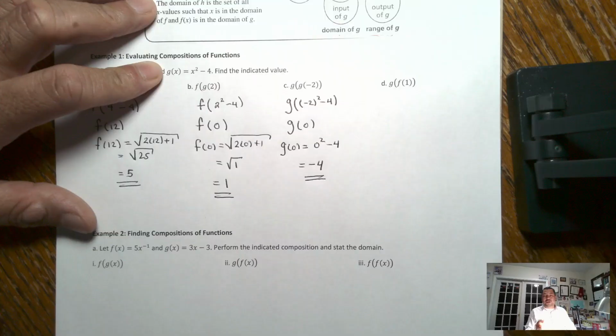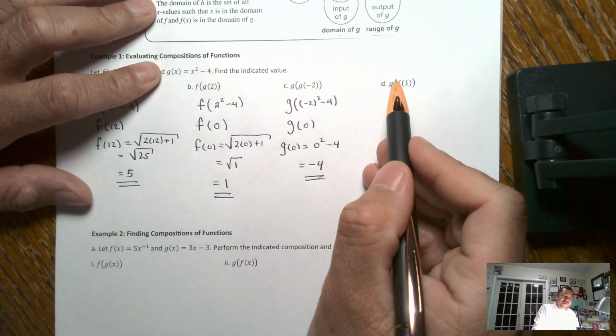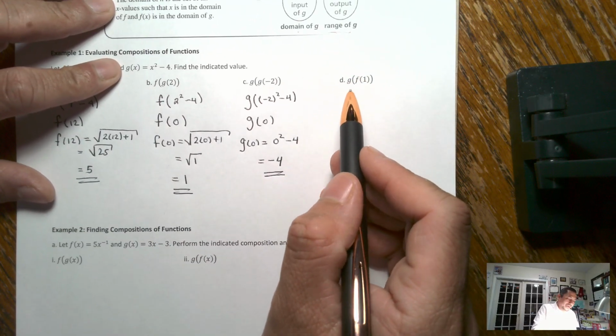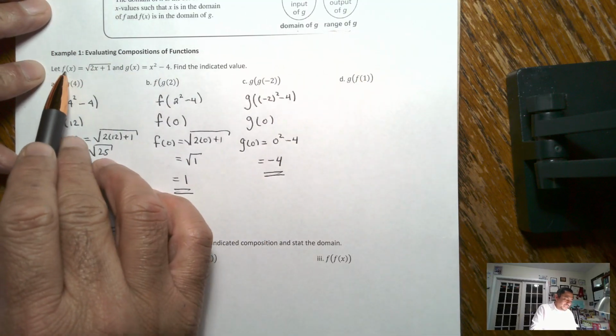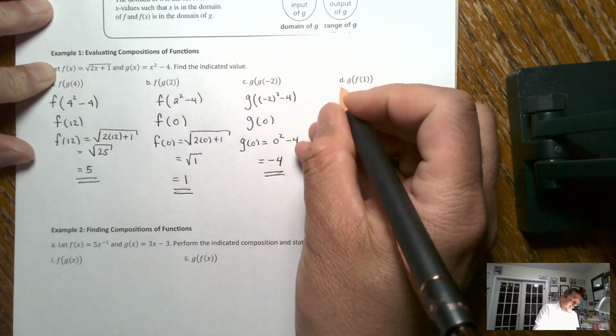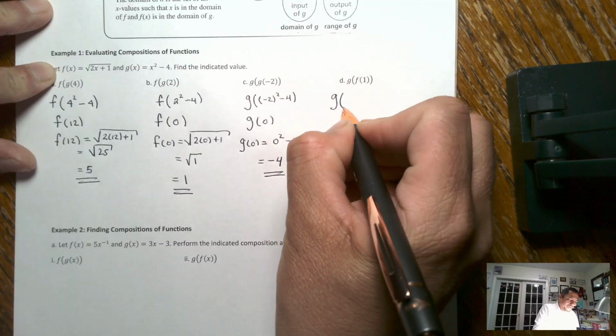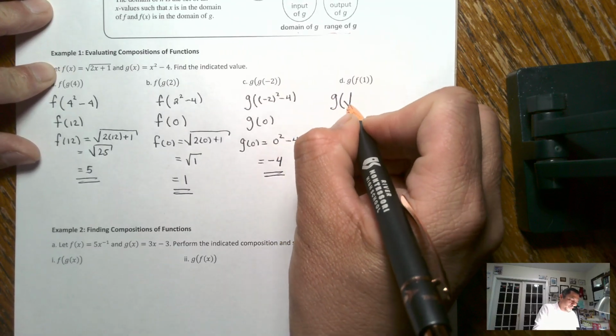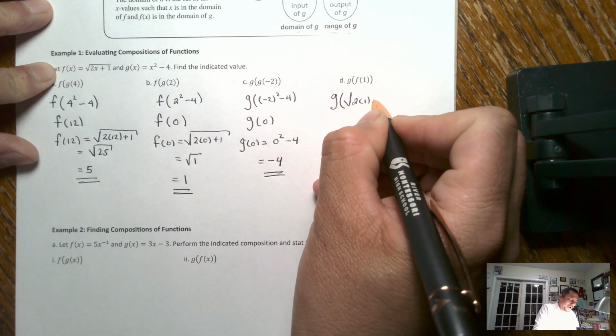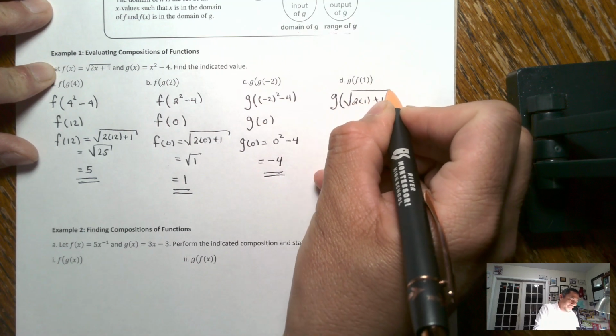And that's my solution. Last one, I have g of f of 1. So now I'm going to use f of 1. So I'm going to have g of the square root of 2 times 1 plus 1.